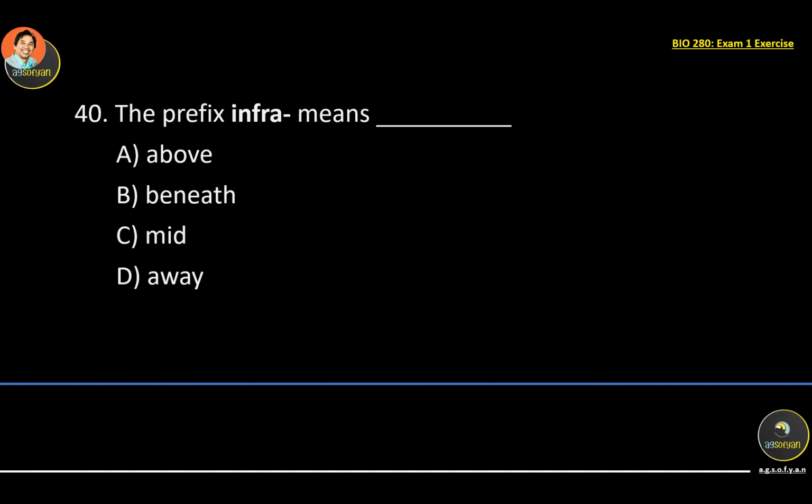Infra, prefix infra, A, B, C, or D. Infra means beneath, like infrared. After red, there is a light spectrum called infrared, which is longer than the red spectrum, beneath the red.